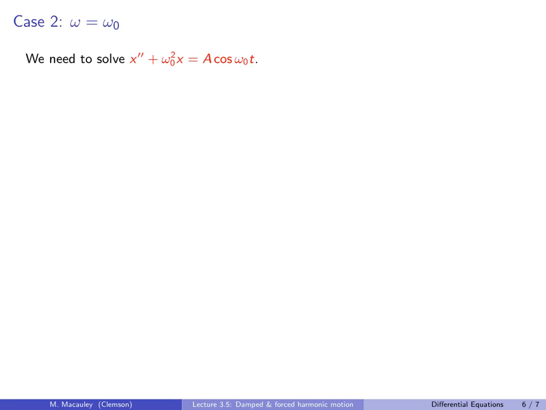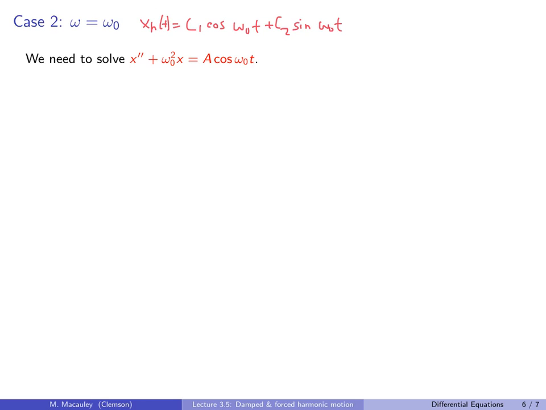Okay, so the second case that we need to consider is when we have simple harmonic motion, but the frequency of the driving force is equal to the natural frequency of the system. So in this case, of course, the homogeneous solution is the same. So we have x h of t equals c1 cosine of omega naught t plus c2 sine of omega naught t.